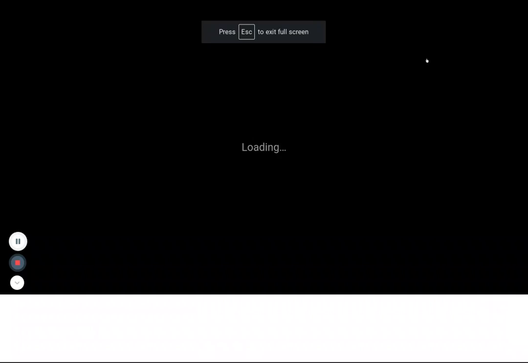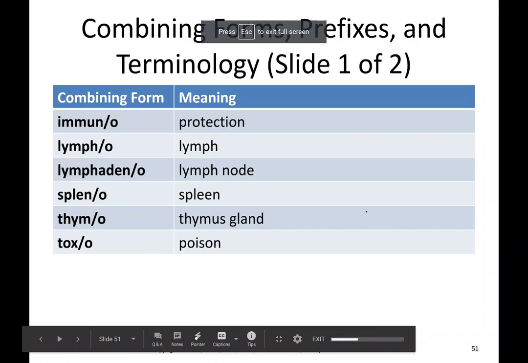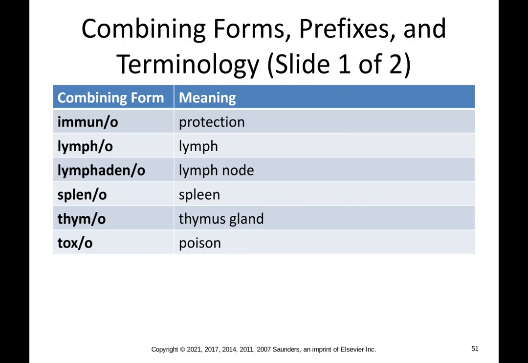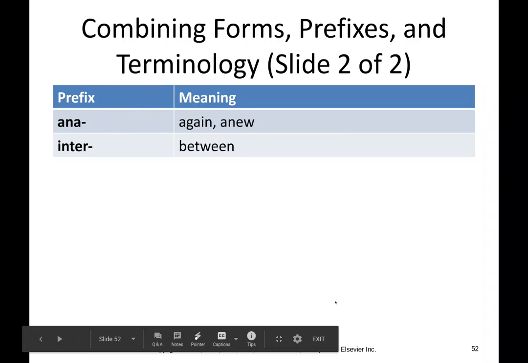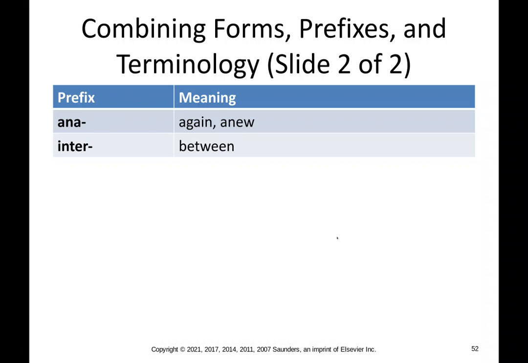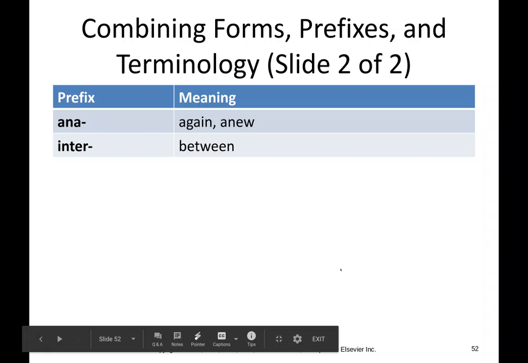Okay, and here we have our combining forms, prefixes, and terminology. Immuno, lympho, lymphatino, spleno, thymo, toxo, ana, inter. And that's the end of lesson 14.1.